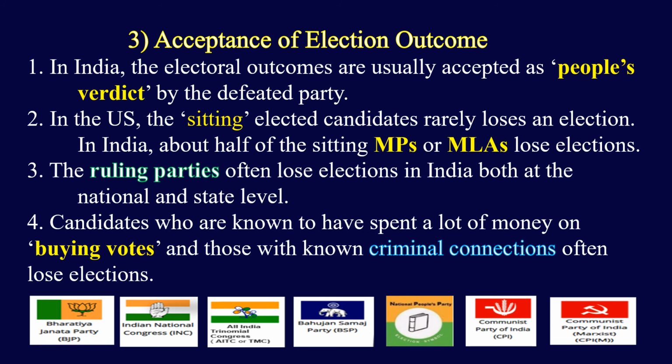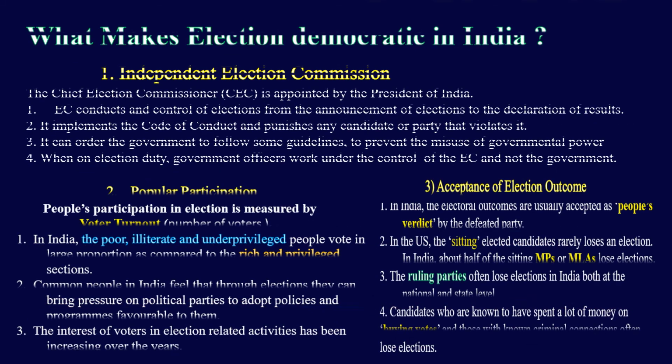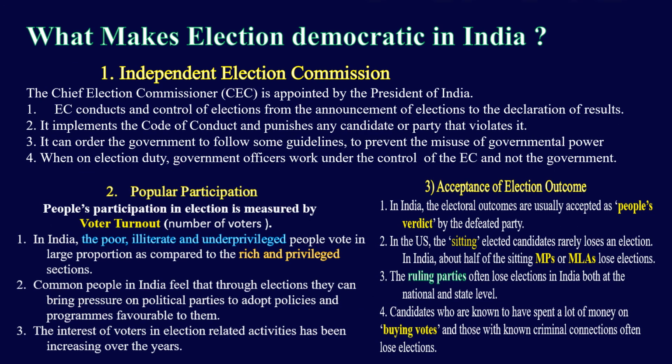Thus, the candidates who have a lot of money to spend on elections for buying votes and others who are known to have criminal connections often lose the election. So money and muscle power are not guaranteed to win the election. So all these points prove that unfair practices and money and muscle power are not guaranteed to win the election. For winning the election, it is necessary that the political party has the support of the people. So we can say that in India, elections are democratic.